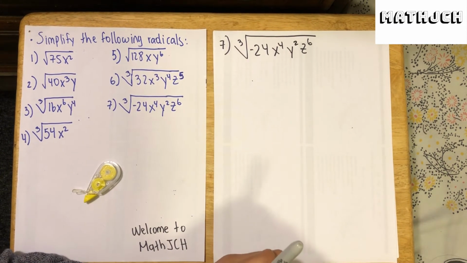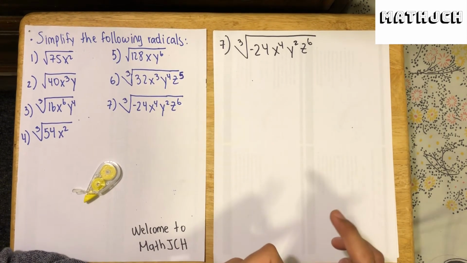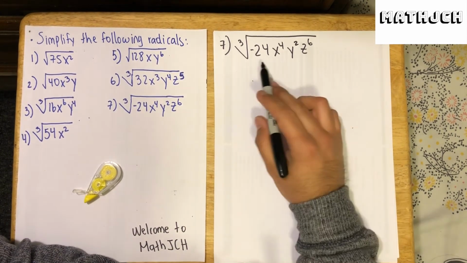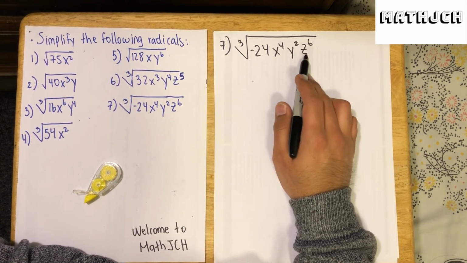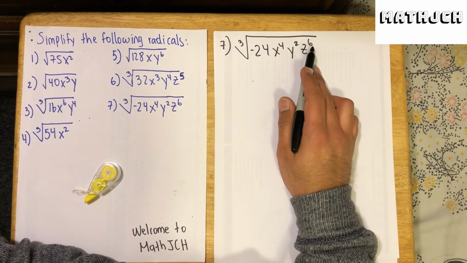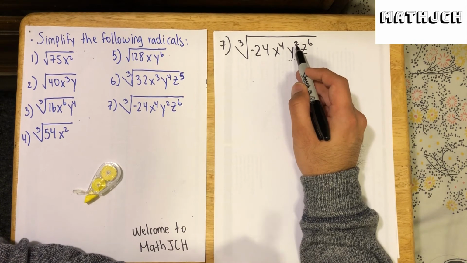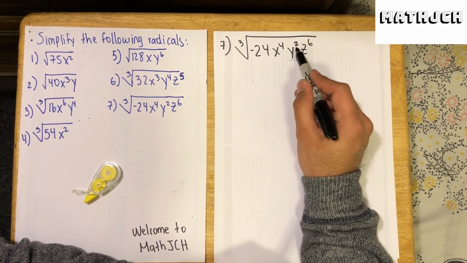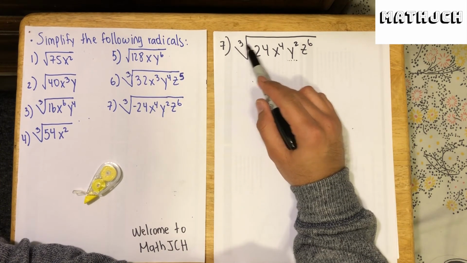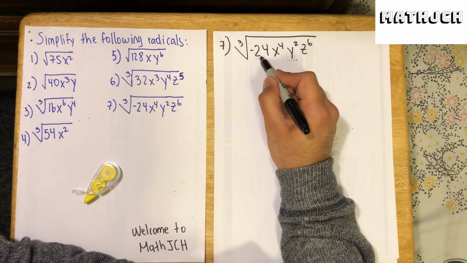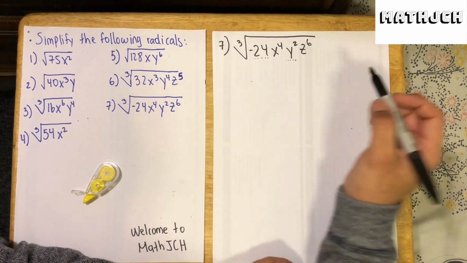For our final problem in simplifying radicals, we have a radical with index 3, and inside we have negative 24, x to the power 4, y to the second, and z to the power 6. From the beginning, notice that this y with power 2 will not go out or will not be simplified because the exponent of y is less than the index, which is 3 in this case. Let's work on the number negative 24 for now. Let's break it down, right?